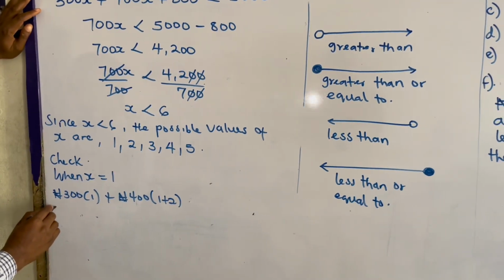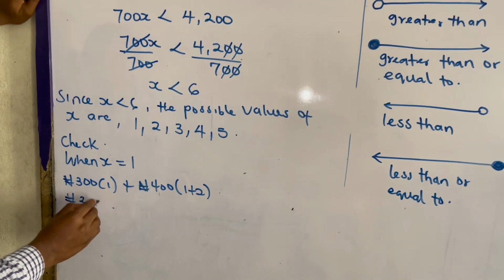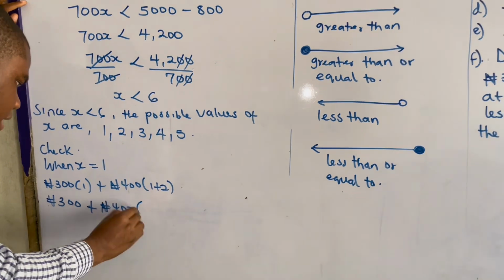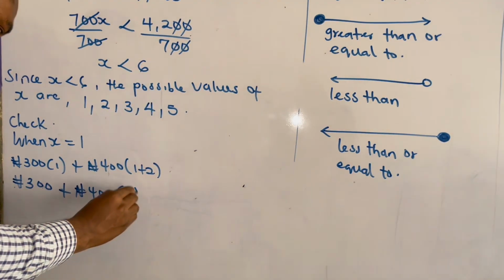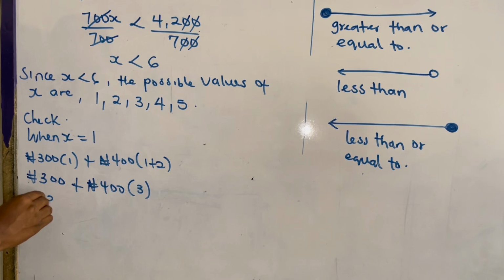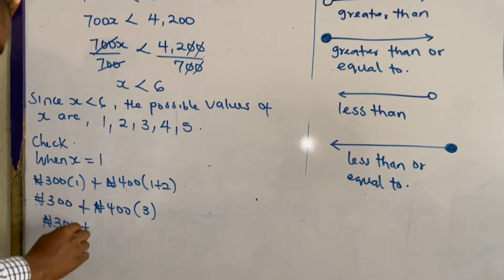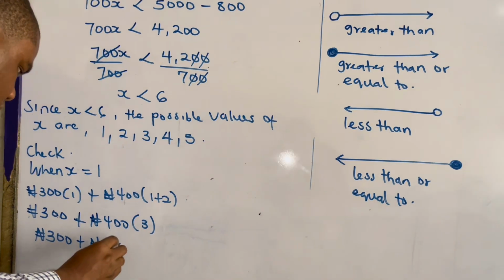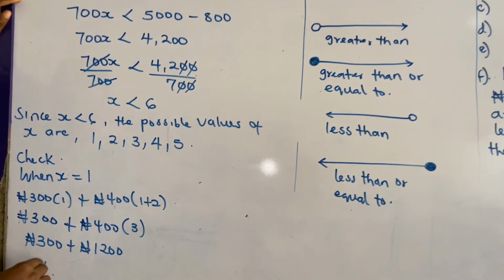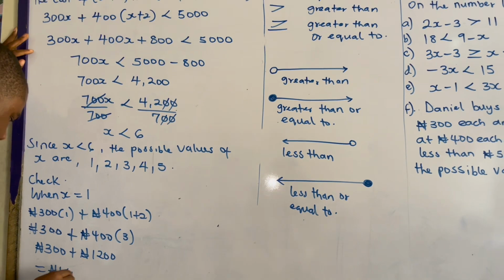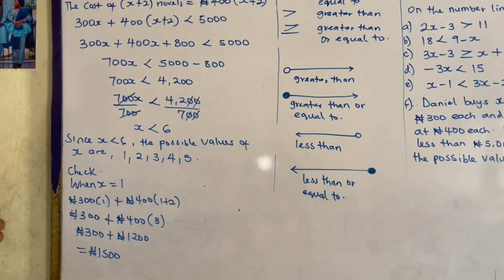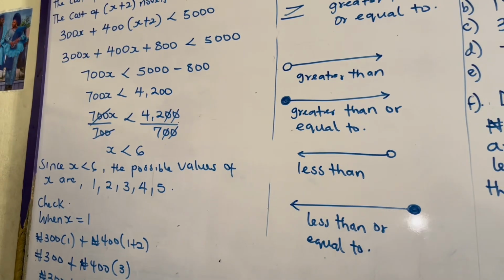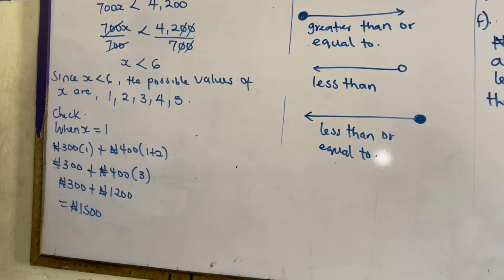Alright, so in this case we have 300 naira plus 400 naira times, 1 plus 2 gives us 3. So I have 300 naira plus 3 times 400, which gives us 1,200. This is equal to 1,500 naira. It shows that 1,500 naira is less than 5,000 naira.